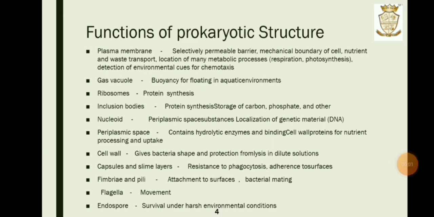Functions of prokaryotic structures. Plasma membrane: selectively permeable barrier, mechanical boundary of the cell, nutrient and waste transport, location of many metabolic processes, respiration, photosynthesis, detection of environmental cues for chemotaxis.